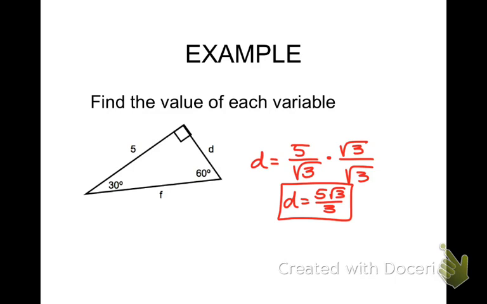I don't get it. What do we just do? We took our leg and divided by the square root of 3. Why? Just to get our short leg. Oh. This is our short leg because it's opposite the 30.